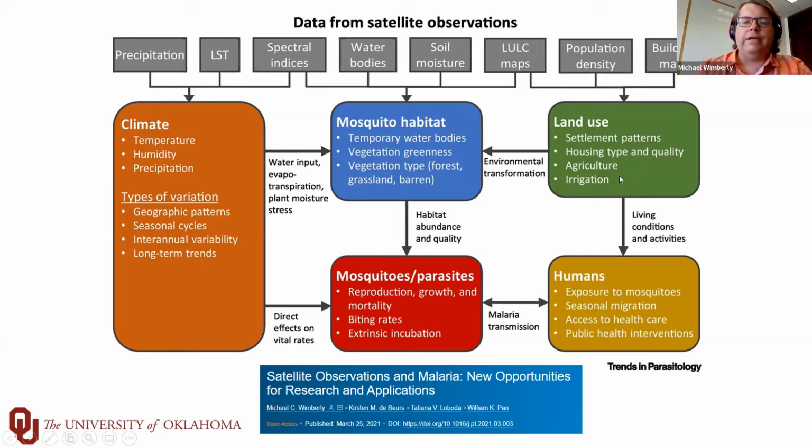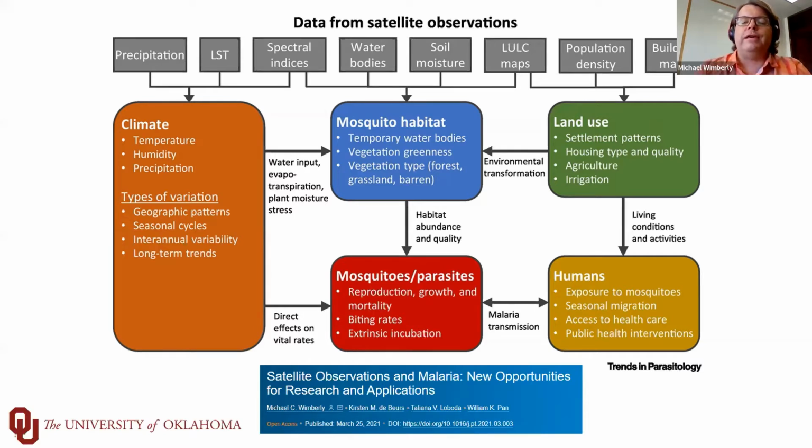But land cover and land use, humans respond to that as well. So it tells us something about human living conditions and activities. Are people exposed to mosquitoes through outdoor activities? Is there seasonal migration for work in other areas? Do people have to travel to maybe malarious locations to work in agriculture? How close are people to healthcare? What is the potential for public health interventions?